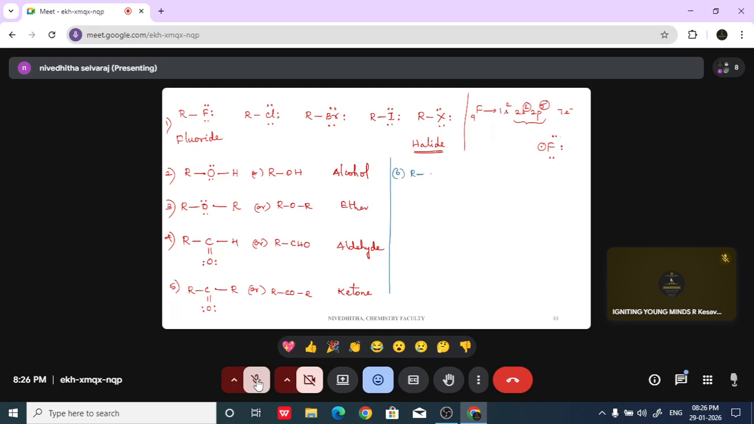R C double bond O. We have one unpaired electron here. This unpaired electron forms a chemical bond with one more oxygen. So this oxygen has two lone pairs and two bond pairs. One bond is with carbon and one bond is empty now. This electron is again shared with hydrogen. What functional group is this? RCOOH, a very famous one. You told me already. Carboxylic acid. Yes.